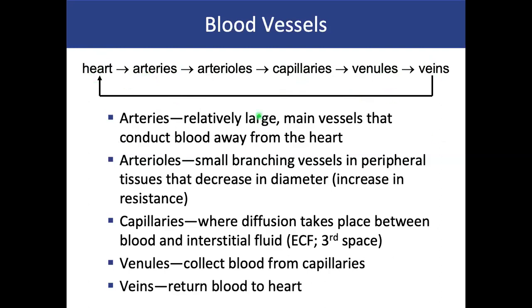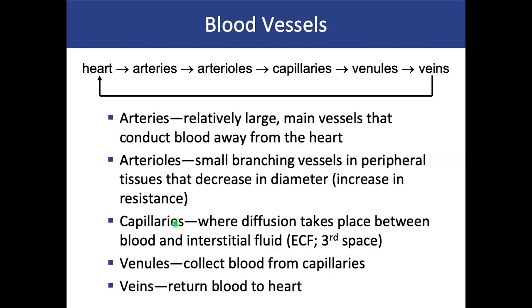So arteries are large. They're the main vessels that conduct blood away from the heart. Arteries always go away from the heart. Arterioles are smaller vessels in peripheral tissue. They're more numerous, but they decrease in diameter, so you have an increase in resistance. You can tell the difference between arteries and arterioles because arterioles have more elastic fiber and more smooth muscle because they're going to constrict and dilate and regulate blood pressure more effectively.